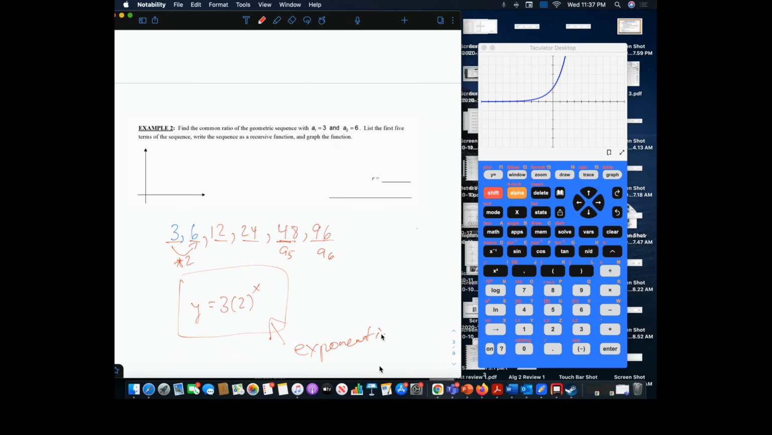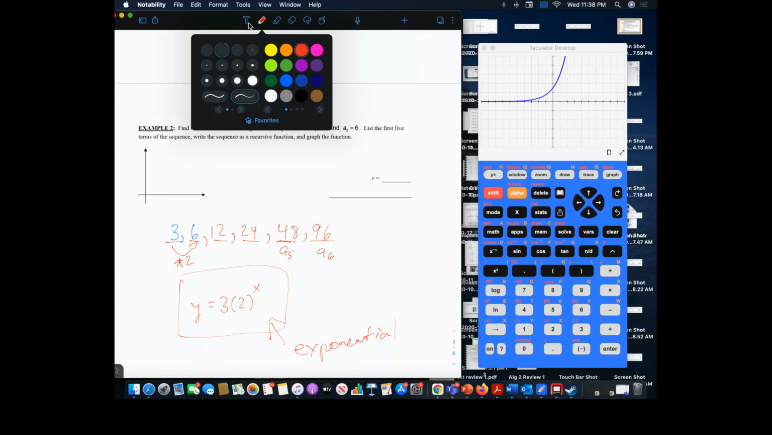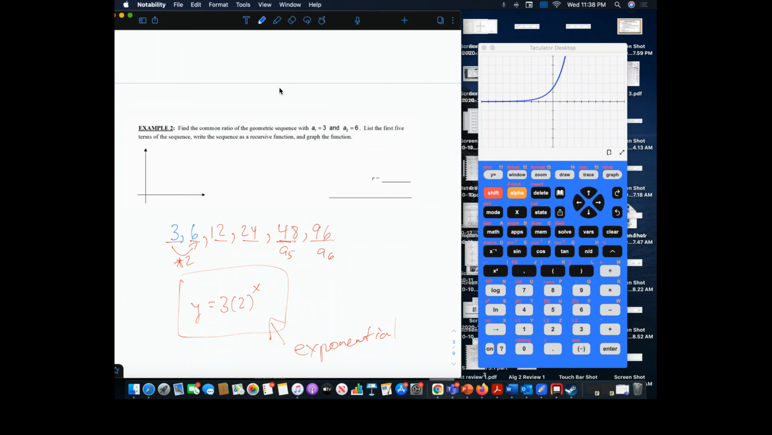And we can see, and of course it has to be exponential because you're multiplying multiple times, right? That's what exponential means. Okay. All right. Now, if I wanted to write this as a recursive, remember, recursive just means that we're saying, what do you do to the next term? Well, that would just mean that we have a_n = 2a_(n-1), where a1 is 3. How come?